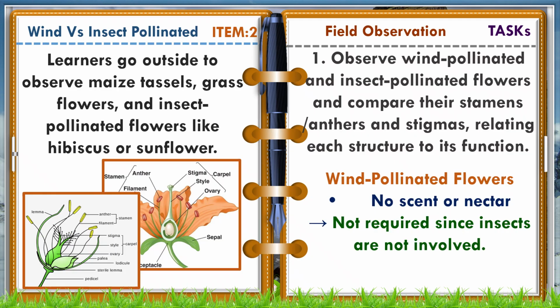These ones are not scented and they don't have nectar. Why? The wind-pollinated flower has no nectar. It is not required since insects are not involved. Because the wind-pollinated flowers are not visited by insects, their pollination does not involve insects, therefore they don't need scent, neither do they need nectar.